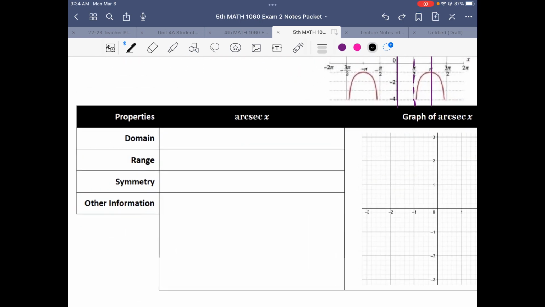So then for the inverse, the domain, we would flip it around. It would be negative infinity to negative 1 and 1 to infinity. And then the range would be from 0 to pi halves, and from pi halves up until pi. The symmetry on this one is neither even nor odd.